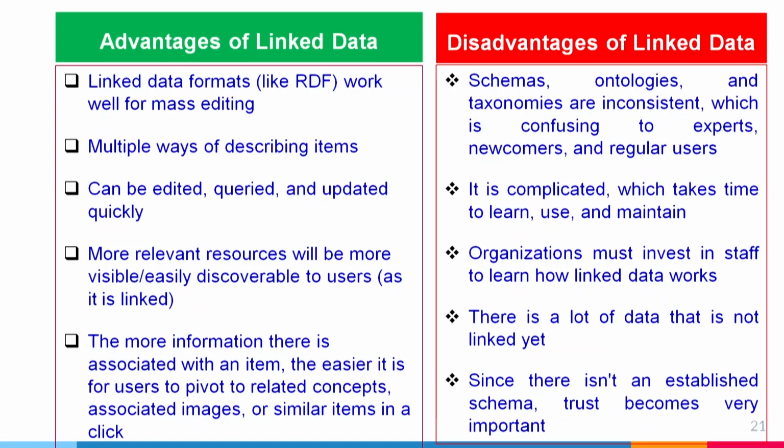Similarly, we have disadvantages also, like schemas, ontologies, and taxonomies, etc. They are sometimes inconsistent, and it is always a complicated matter when the data is in a huge format and related to many concepts. Organization also sometimes causes issues. So these are the major disadvantages. You can see the picture of how linked data is diagrammatically represented here.